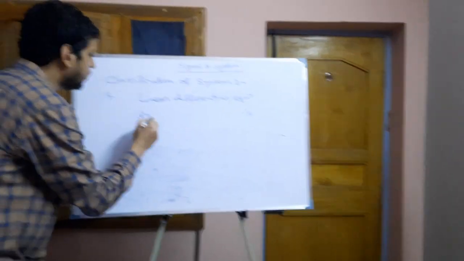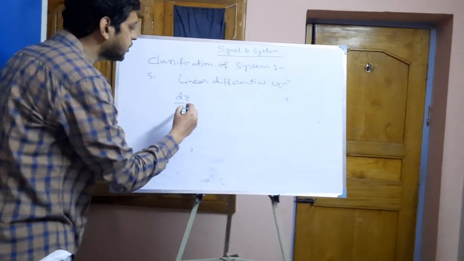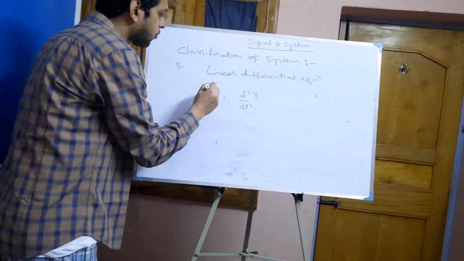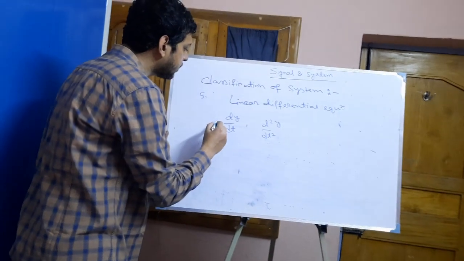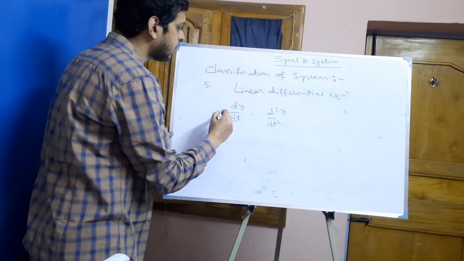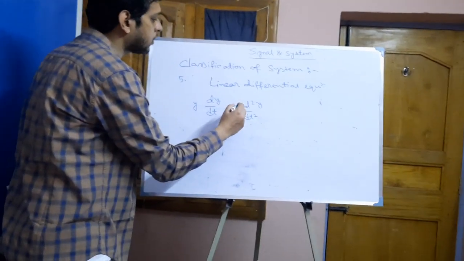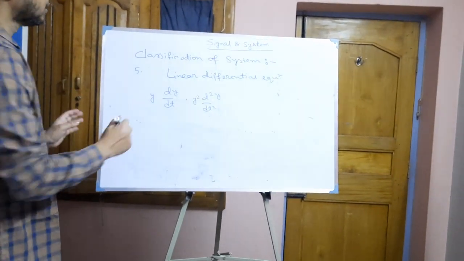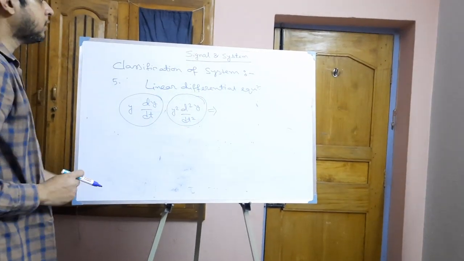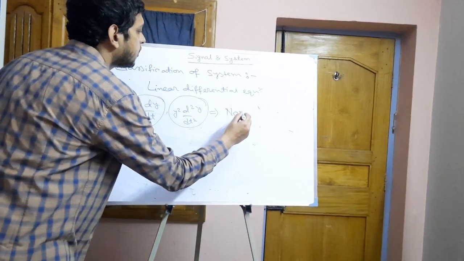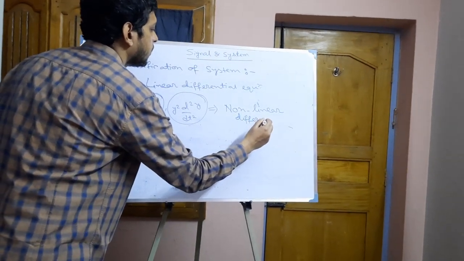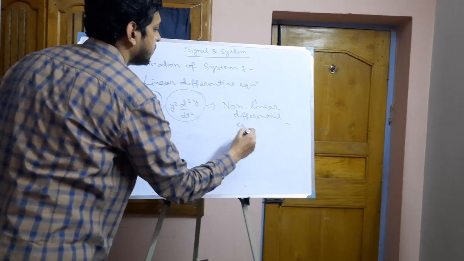Say dy/dt, d square y/dt square. Here y is the dependent variable. Now the coefficient of the derivative terms may be constant, may be a function of x, but may not be a function of y, the dependent variable itself. If such a term appears, then we can conclude that the system is a non-linear differential equation. These are the parts of the non-linear differential equation.